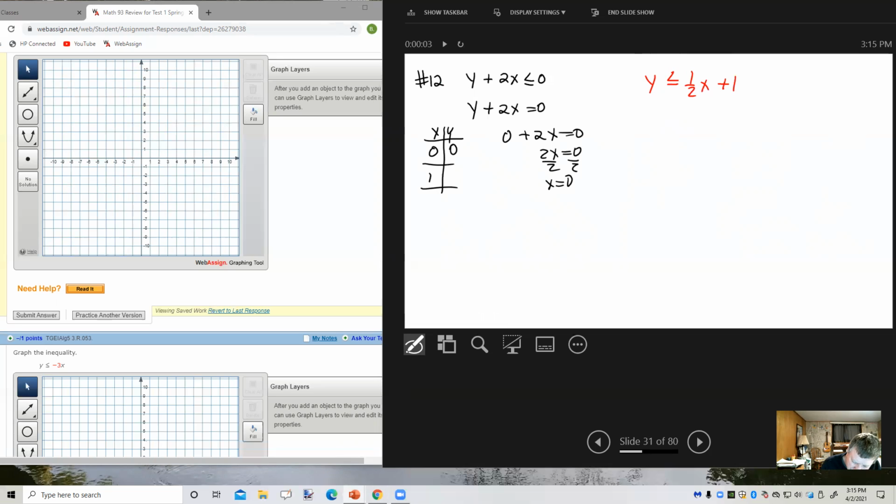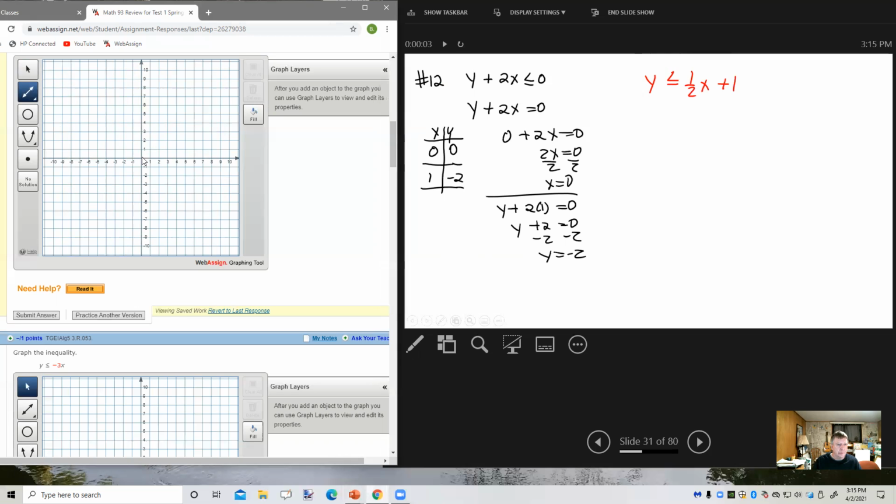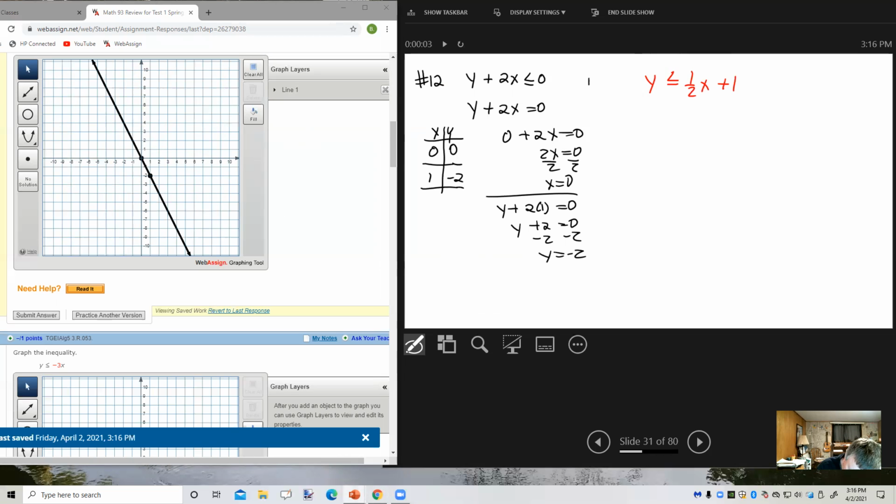How about if x is 1? We get y plus 2 times 1 equals 0. y plus 2 equals 0. Subtract 2, y equals -2. So 0, 0, and 1, -2. Solid line because it includes the equal to in the original. Can't use the origin. Let's go back to 4, 4. I don't know, for some reason I just like that. 4, 4. That'll be our test point.